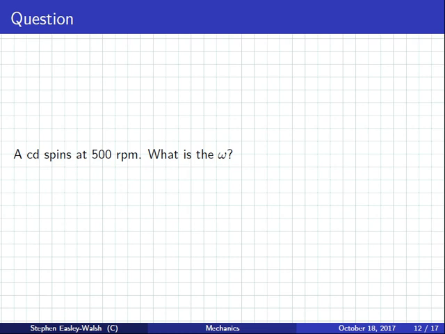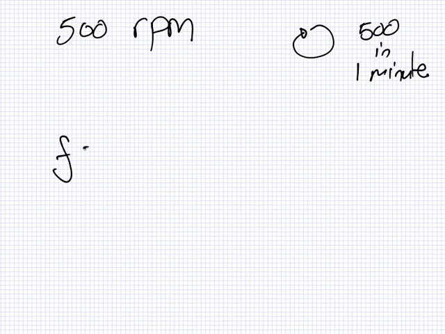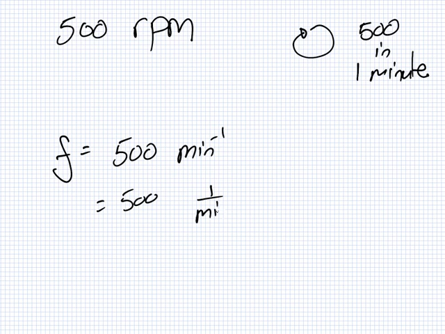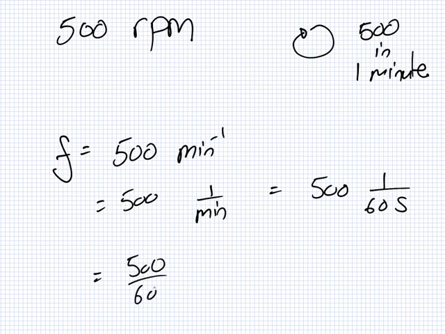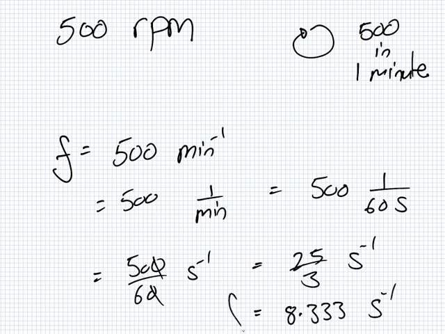Let's have a calculation. So what is this 500? That's an F. You have F equals 500 per minute. But we don't want per minute. We want per second. So this is 500 times 1 over minute, which is 500 times 1 over 60 seconds, which is 500 over 60 per second. What's that? 25 over 3 per second. What's that? 8.333 per second is the F.